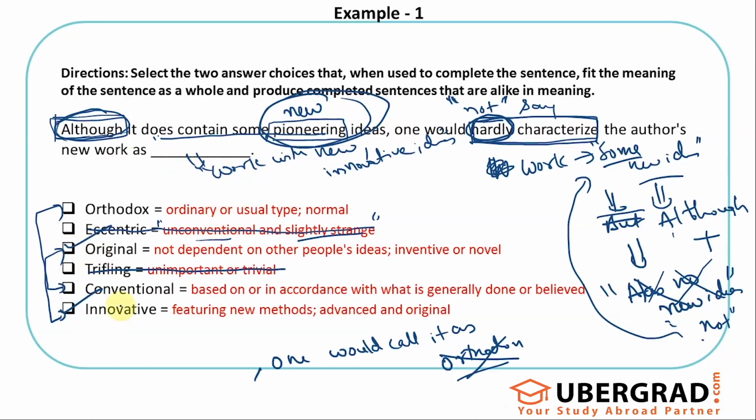So that's why original and innovative are the right pair. Right? Even if you could make them pairs, if you don't get this properly, you might go with the wrong one. Sometimes it might happen that this would be a bit tricky when they give you pairs, because if you don't read it correctly, if there was no hardly part, if it were one would characterize the author's new work as, then I would have said orthodox and conventional. Sorry, I did the pairs part here somewhere wrong, my bad. Anyway, the pairs are original and innovative, and conventional and orthodox. Somewhere I made the mistake. Okay. Anyway, the answer is innovative and original for this, but you have to be careful in filling the blank also.